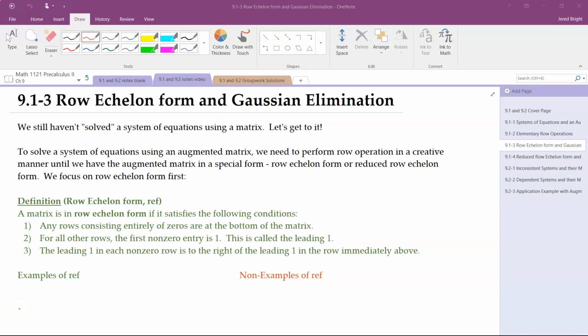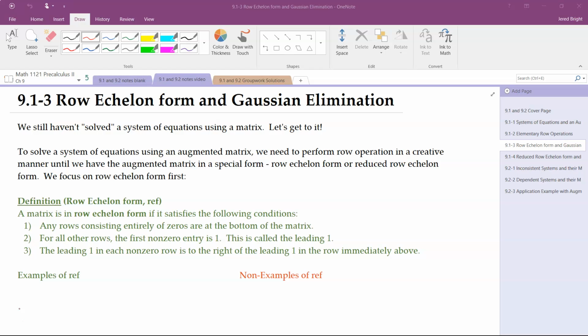Welcome back, and now we're going to put everything together. So we know about augmented matrices, we know about row operations. Now we're going to put the two together with a special definition and see if we can solve a system of equations using a matrix. The ultimate goal that we want to get to, at least in this video, is getting the matrix in what we call row echelon form.